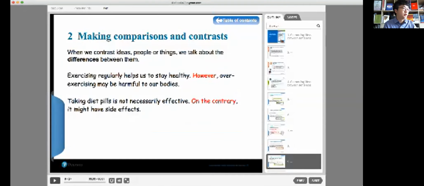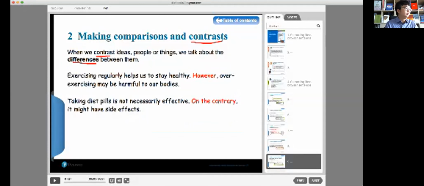So what about contrast? When we contrast ideas, people, or things, we talk this time not about the similarities, but the differences between them. Different things.